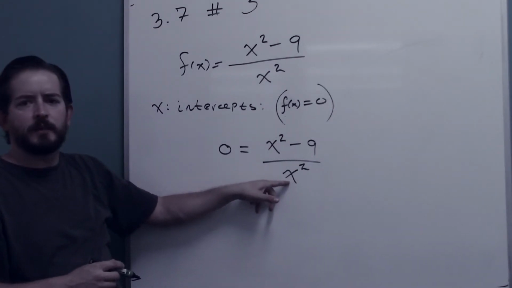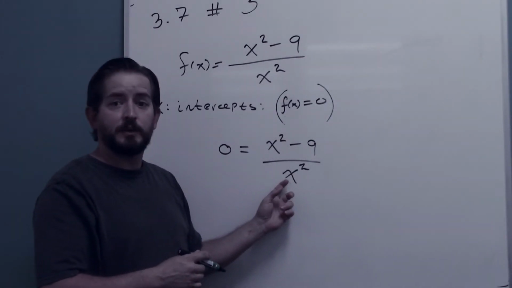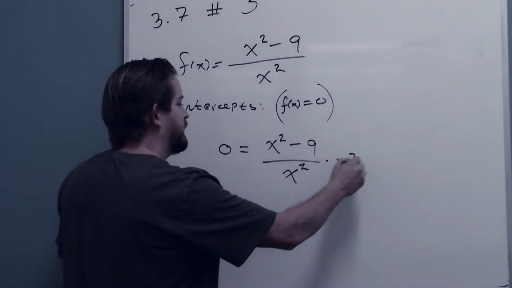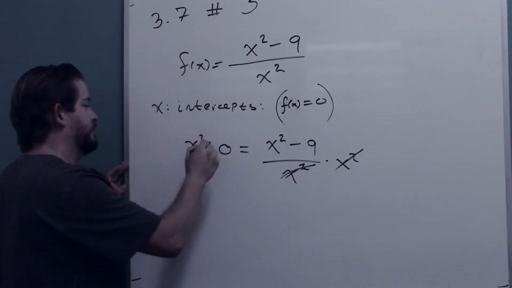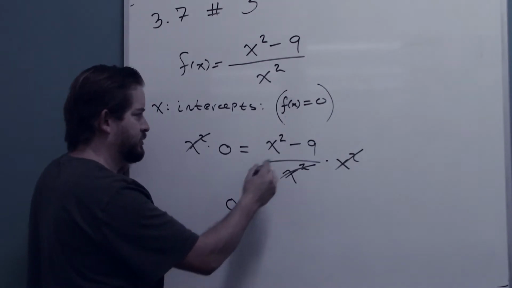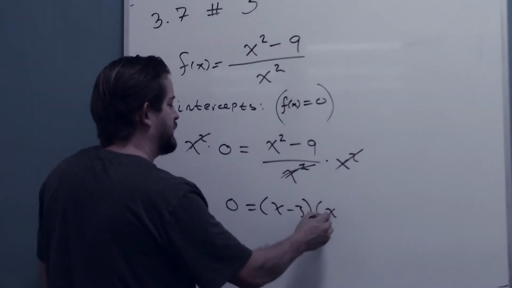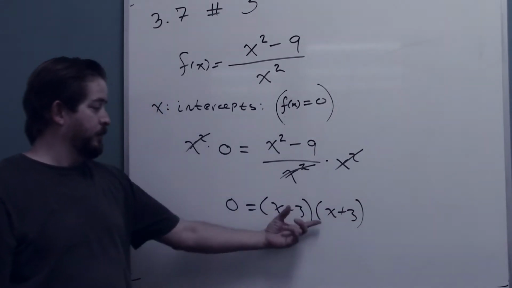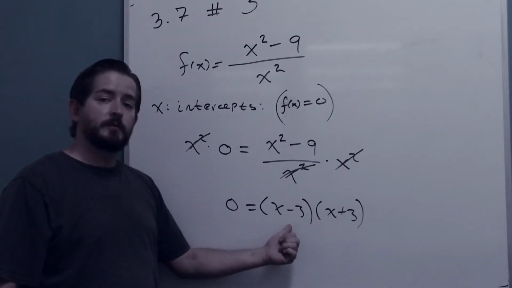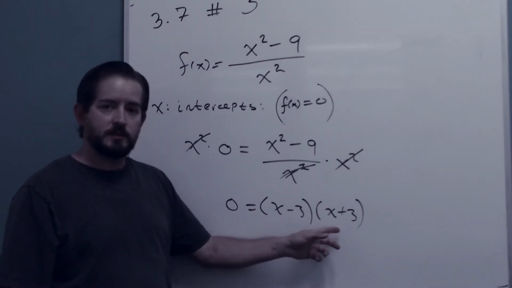But this x squared in the denominator doesn't matter. It sort of matters in that it removes the possibility of x being 0. But if I multiply both sides by x squared, I can eliminate that. So really all I care about is this numerator, right? 0 equals x squared minus 9, which, note, is x minus 3 times x plus 3. I want to factor it this way because if 0 equals these two things multiplied, then either one of them is 0 or the other is 0. So x minus 3 is equal to 0 or x plus 3 is equal to 0.